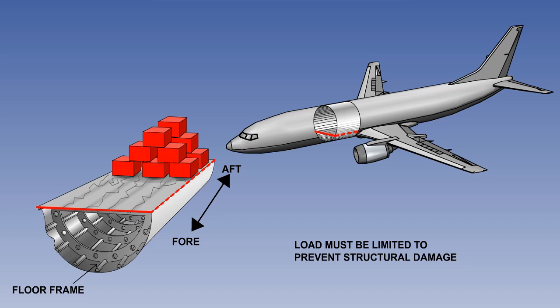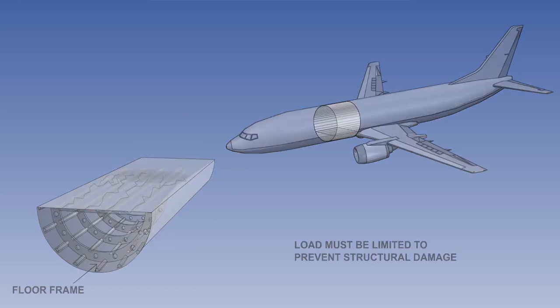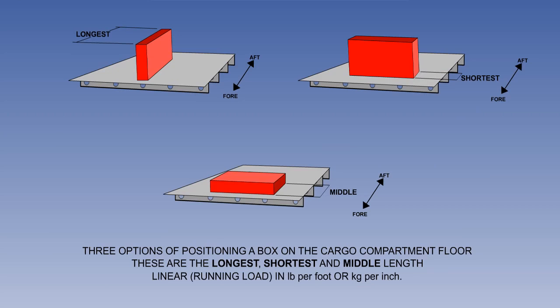Floor loading limitation may be defined by linear loading, also known as running load, and by area loading. Linear load is restricted by mass per unit length, and area load is restricted by mass per unit area. Let us look first at linear or running loading limitations.